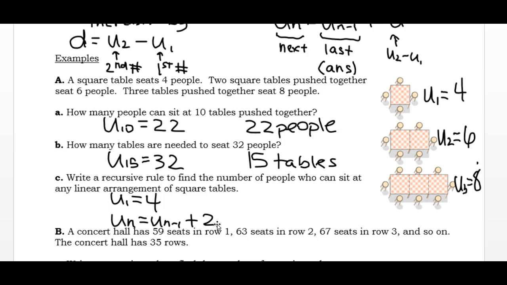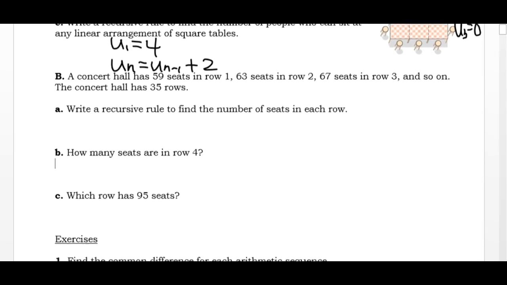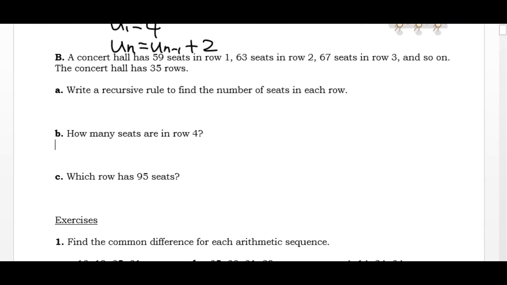So on example B, a concert hall has 59 seats in row 1, 63 seats in row 2, 67 in row 3, and so on. The concert hall has 35 rows. So I'm going to notate all that information in the question using symbols. And so on. Write a recursive rule to find the number of seats in each row. So I can easily count and see what this is going up by. 59, 60, 61, 62, 63. I see that it's going up by 4.